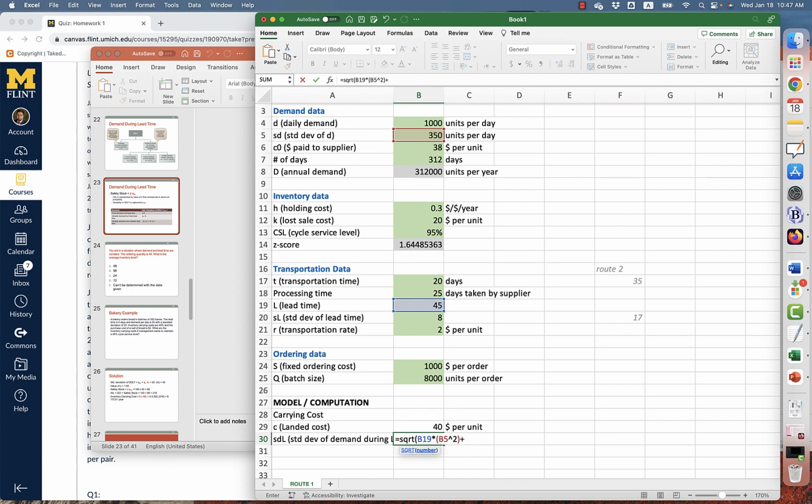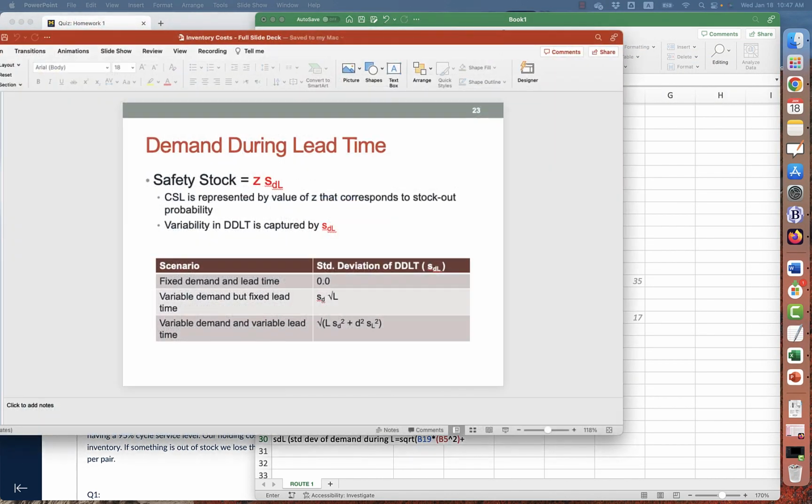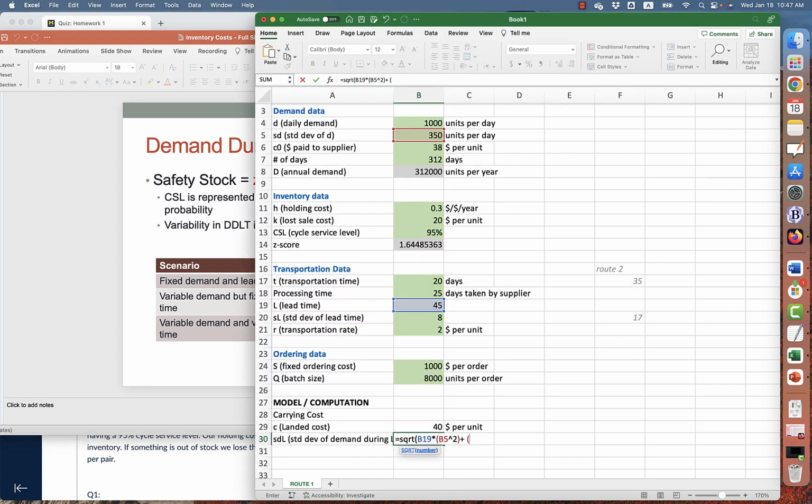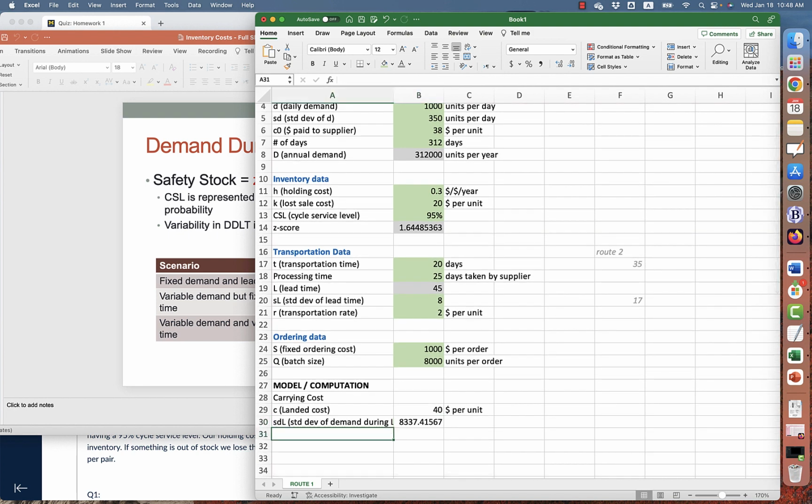Okay, then we can look at D squared and SL squared. So we have daily demand squared, which is this squared, times the standard deviation of lead time squared, and the whole thing is square rooted, and so you get this standard deviation of demand during lead time. Okay, now we can calculate safety stock.